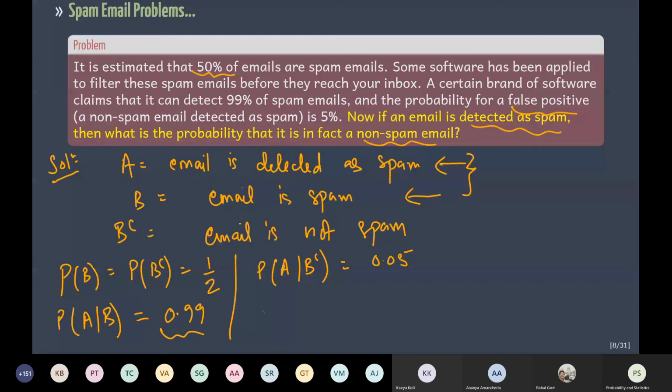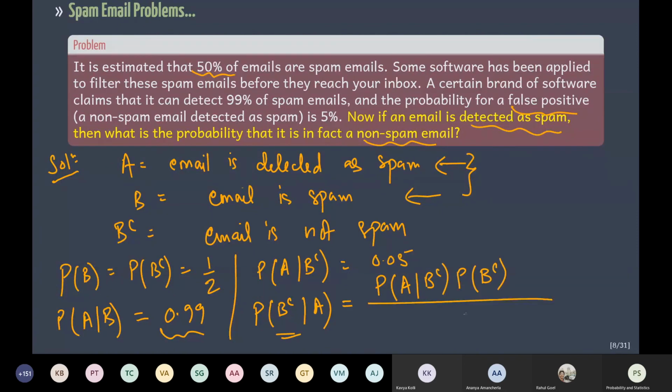So it's 0.05. And what we are supposed to calculate is the probability of B complement given A. What is the probability that it is a non-spam email given that it is detected as a spam? This is exactly what we want to calculate. This is the Bayes rule: the probability of A given B complement times the probability of B complement, divided by the probability of A given B times the probability of B, plus the probability of A given B complement times the probability of B complement. This is the total probability.